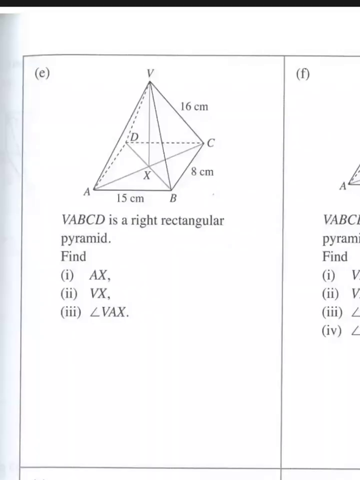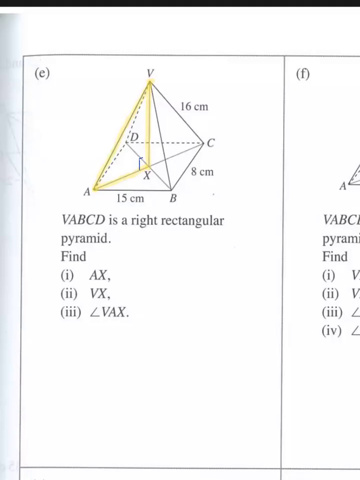Okay, so VABCD is a right rectangular pyramid. Find AX. Oops, why is my pen not working? Hang on. Oh, okay, very good. Okay, find AX. Where's AX? AX is here. So I'm just going to highlight the triangle that we should be looking at. AX is here. So we should be looking at this one. Triangle VAX.